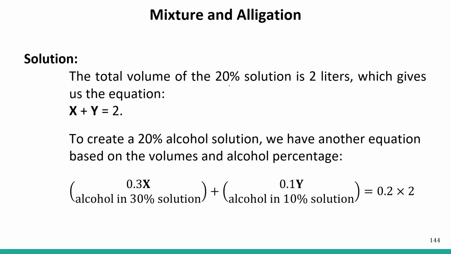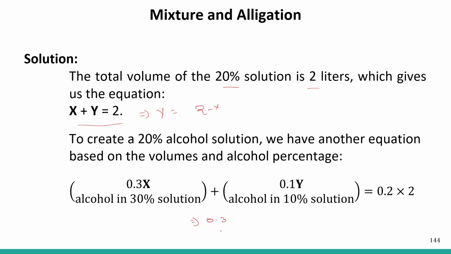So total volume will be what? 20% solution of 2 liters, which gives what? x plus y is equal to 2. So to create a 20% alcohol solution, we need to satisfy this algebraic equation, where x plus y is equal to 2. So this implies that we can write y is equal to 2 minus x, right? So we need to solve this, right? So it will be what?